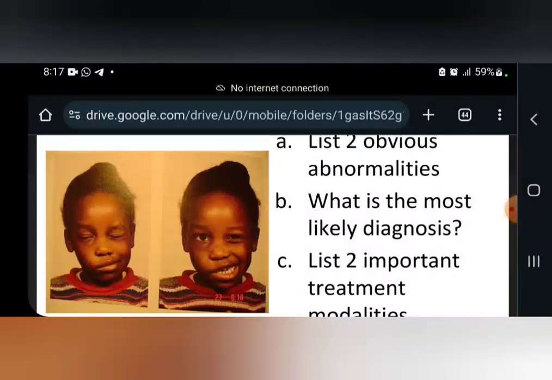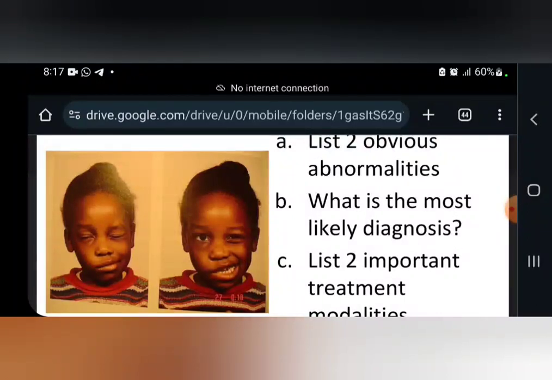Is it clear? It's not very well seen how she's not closing her right eye well, but if you look carefully at the right eye and the left eye, you see that the left eye closes more than the right eye. So we have a slight inability to close the right eye. Is it clear? So every time that the mouth deviates, is it clear?